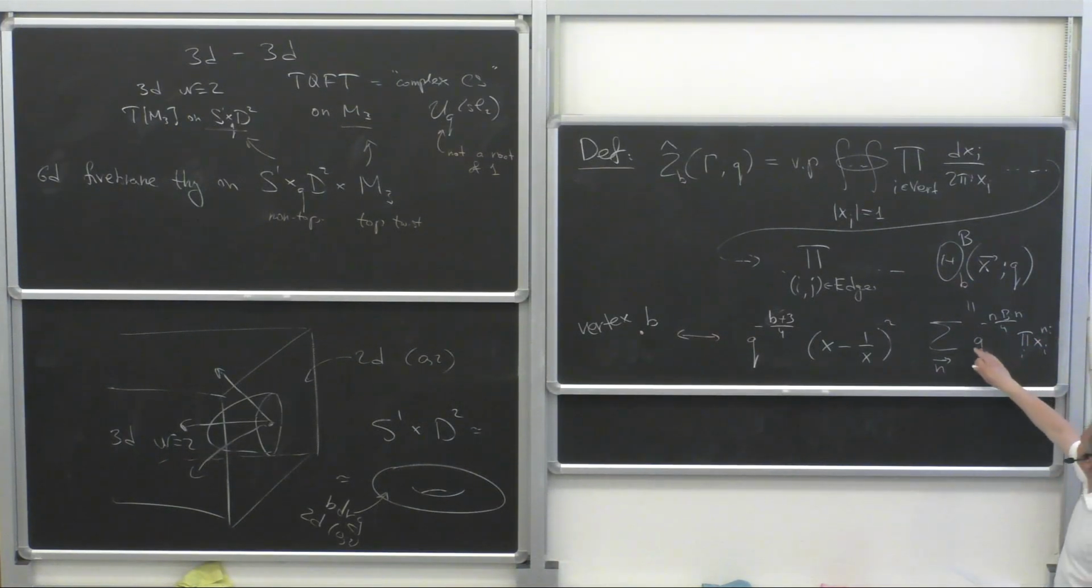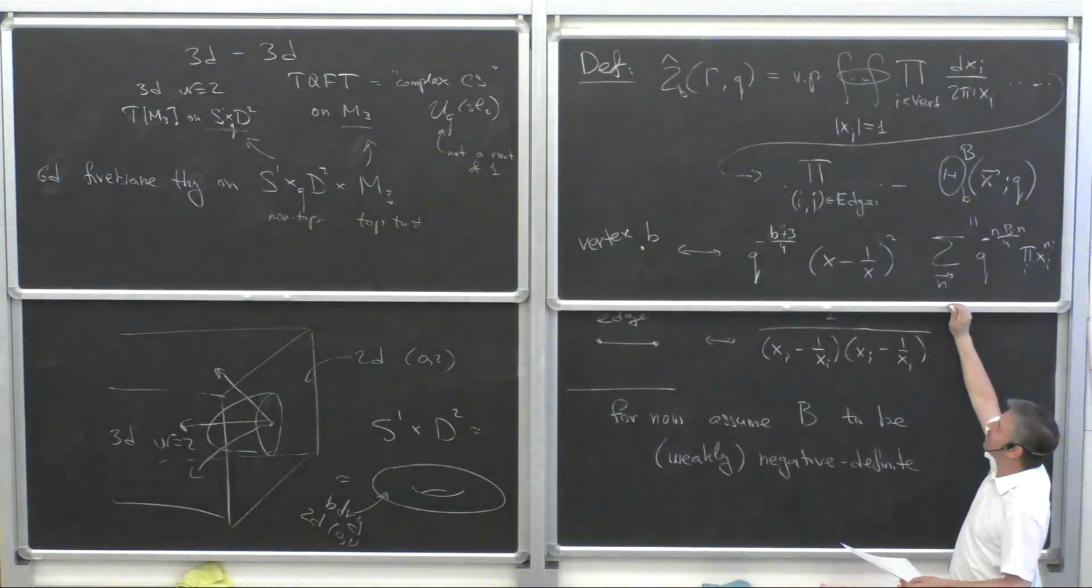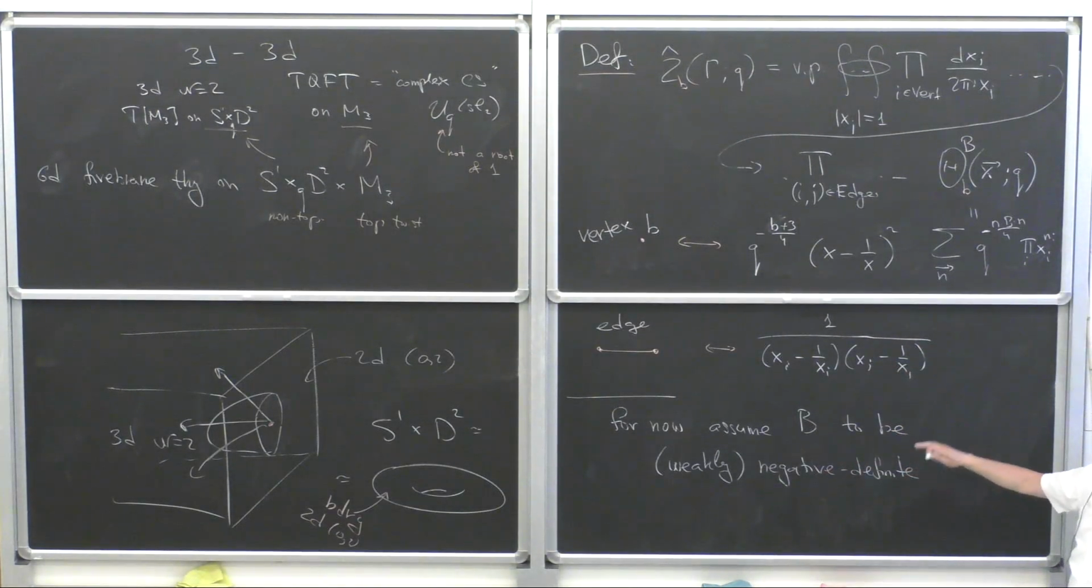And you see here in my definition, I put a minus sign. So if I want positive powers of q, as we usually have in various partition functions and various modular forms and things like that, then B had better have some negative definiteness. And this is what this small technical assumption is assuming for now. I'm going to relax it by the end of the talk and see what happens.